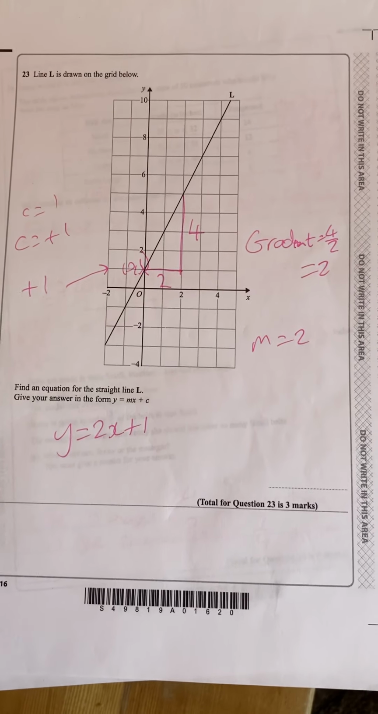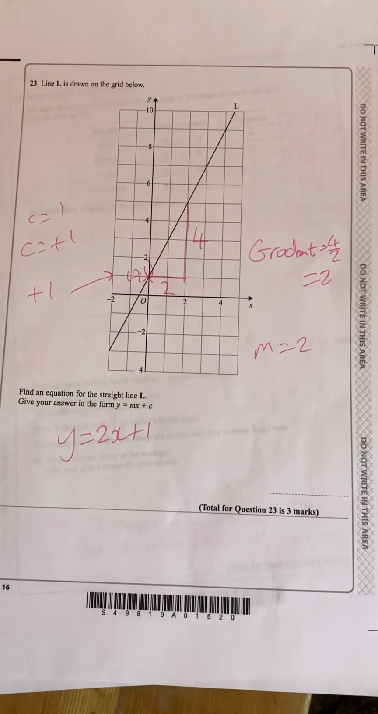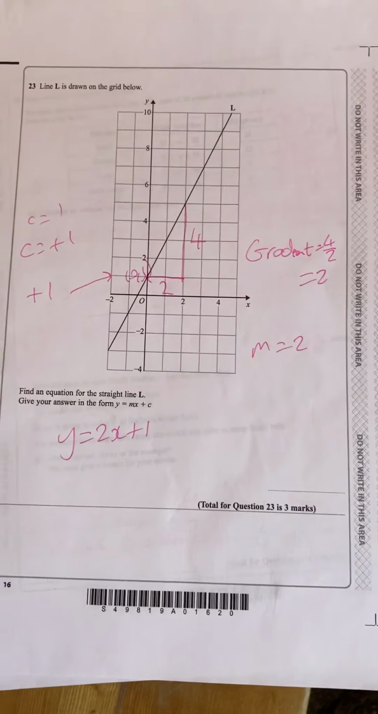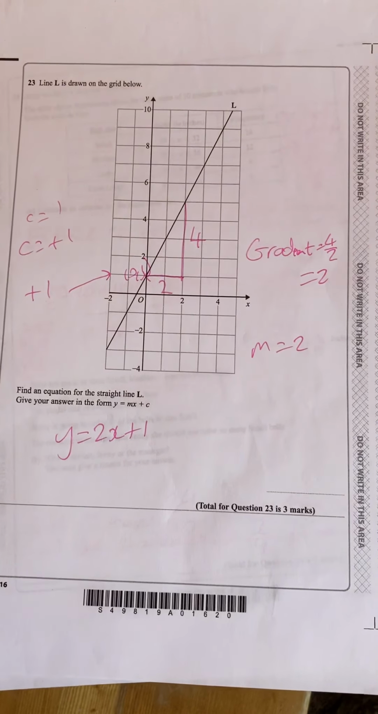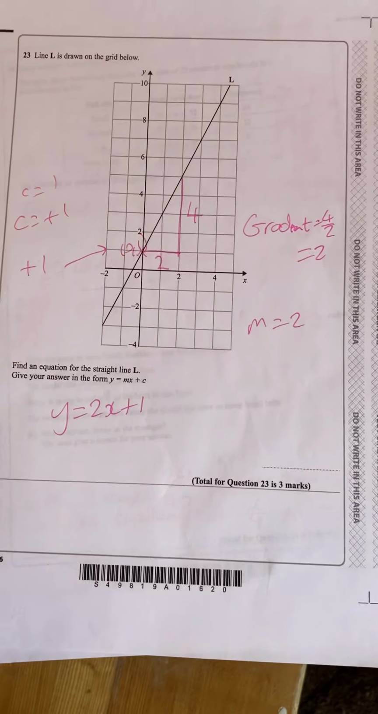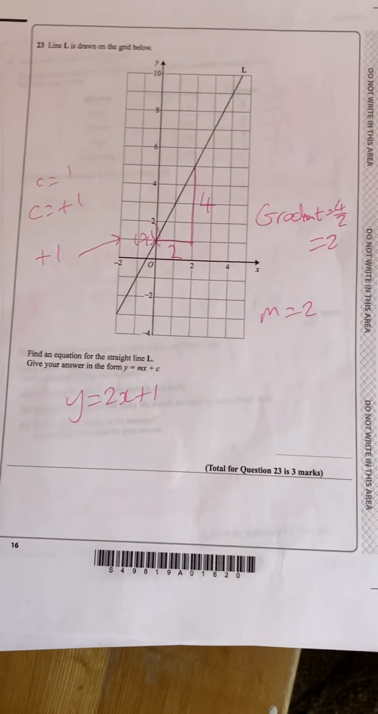My gradient is worked out by the change in y divided by the change in x. So 4 divided by 2 is equal to 2. So my equation is y equals 2x plus 1. Okay, so that is the equation of the straight line, guys.